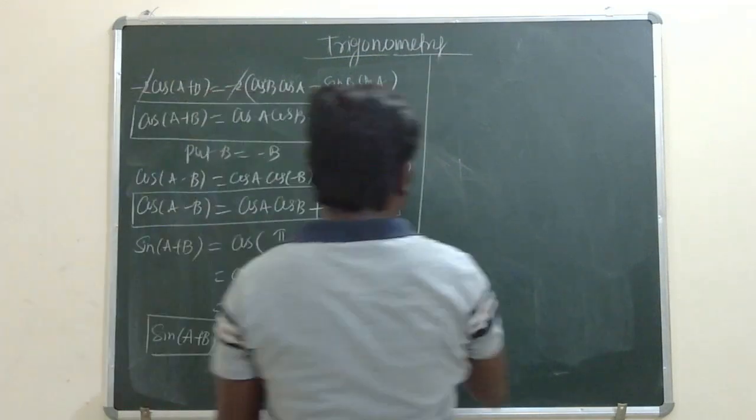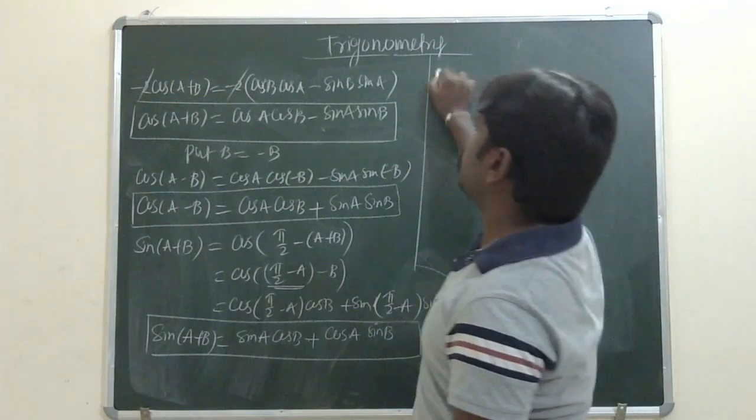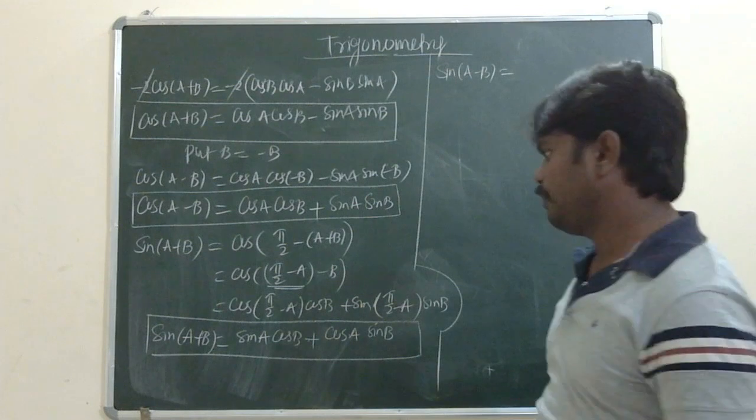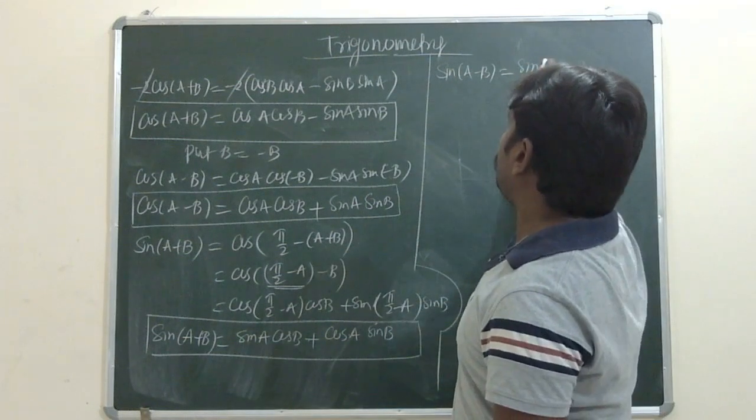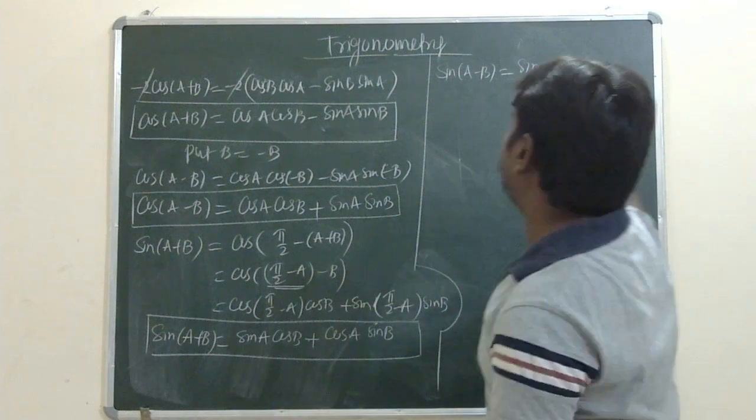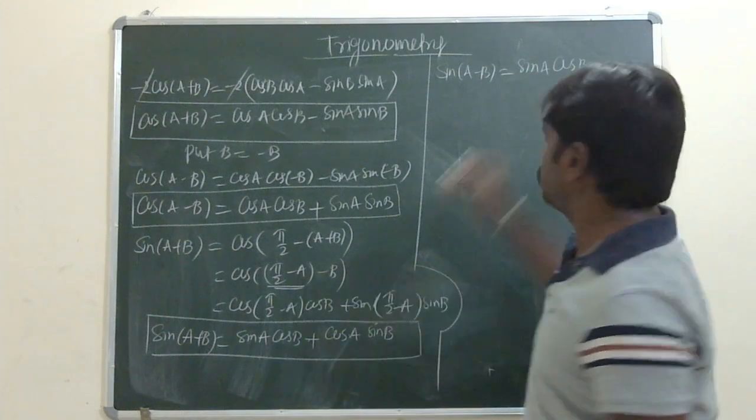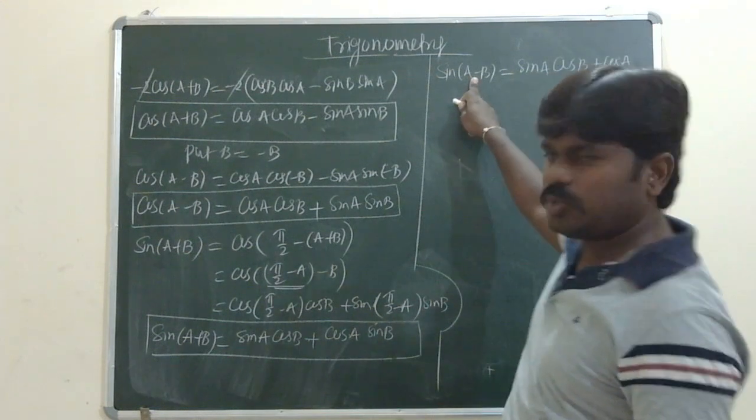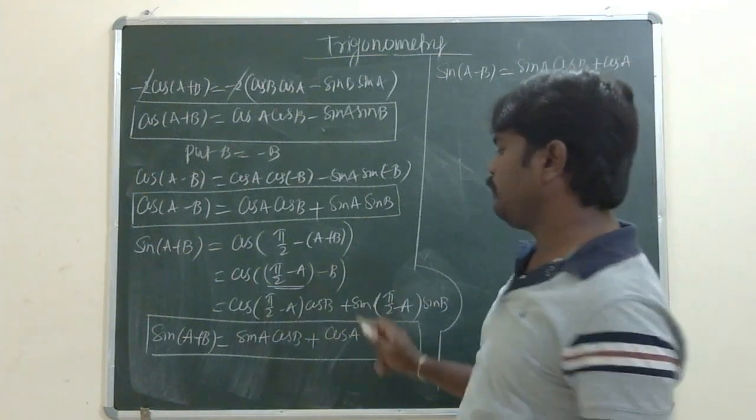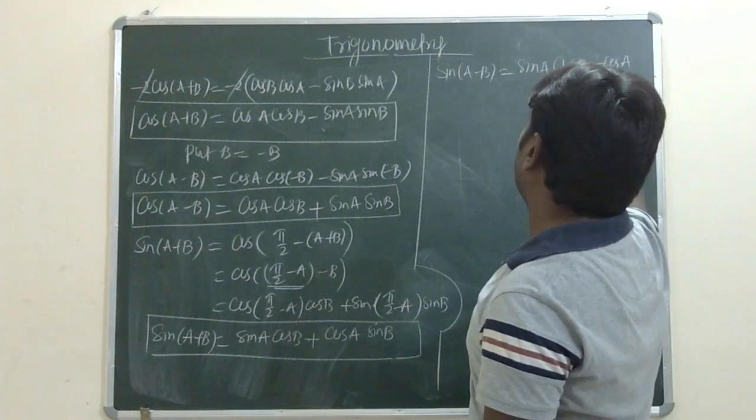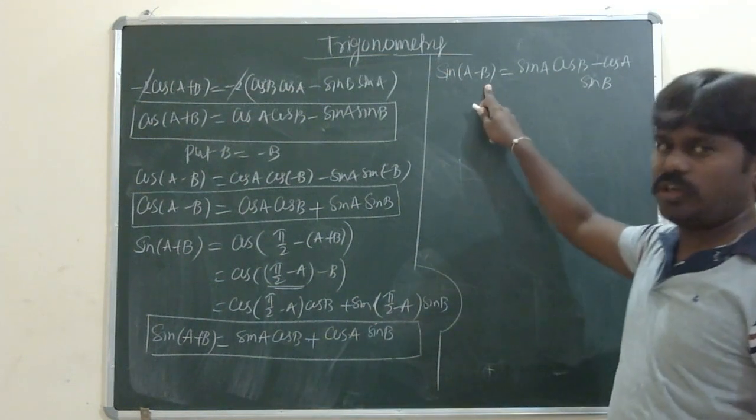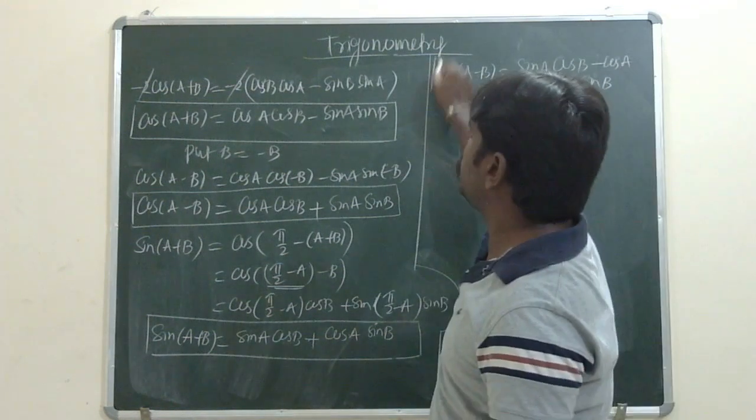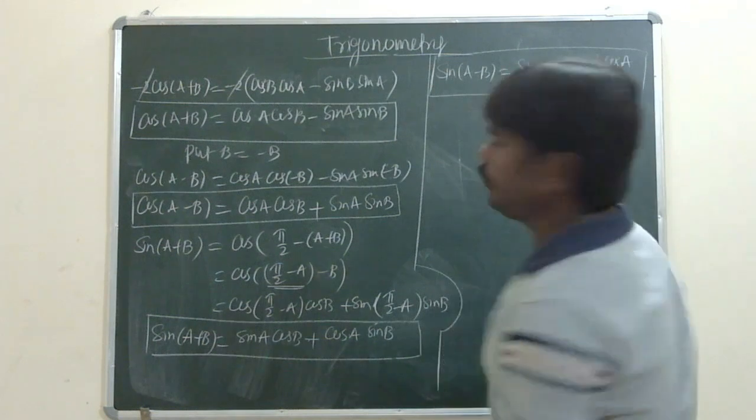Next we want sin(a − b). Simply substitute b = −b in this formula and you will get the sin(a − b) formula. So sin a cos(−b), which is cos b only, plus cos a sin(−b), and sin(−b) becomes −sin b. So sin(a − b) = sin a cos b − cos a sin b. This is the expansion, or the formula, of sin(a − b).